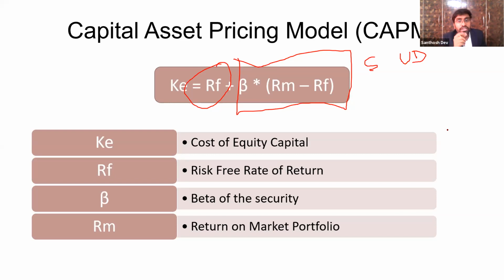The important point here is, how do you calculate market return? There are multiple ways of calculating market return. Aswath Damodaran does a market return calculation for the US, and then he adds country premiums for each and every country based on their credit rating, and then he arrives at the market return for each and every country separately.